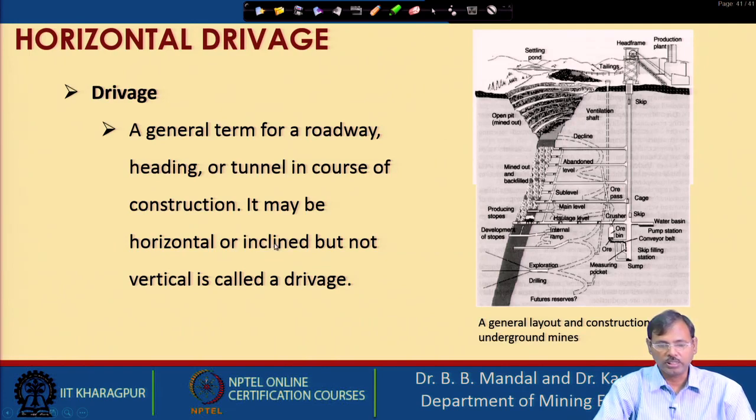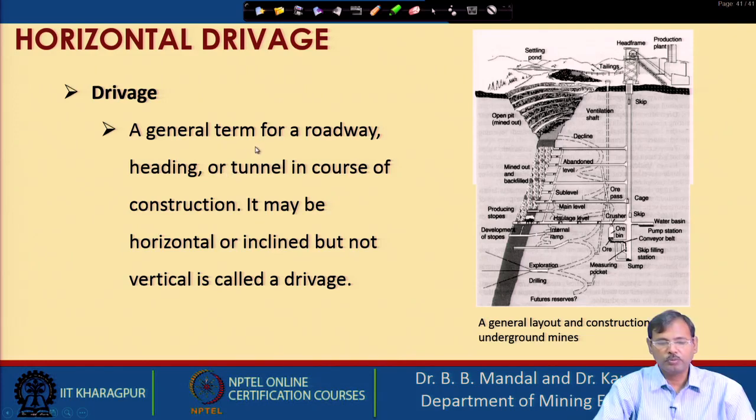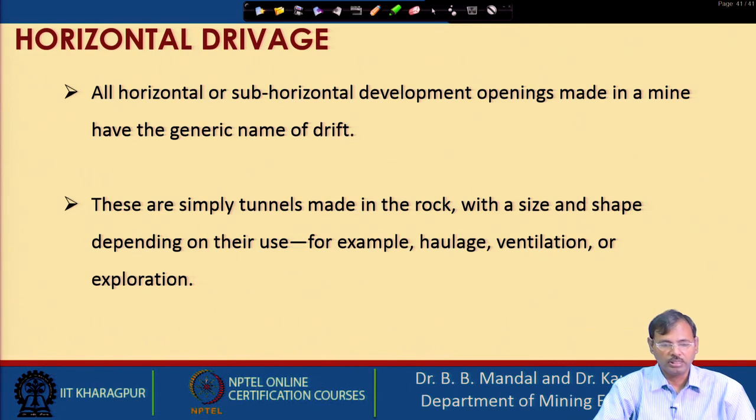terminology section, but let us understand what is drivages. Drivages in general terms is a roadway, heading or tunnel in course of construction. It may be horizontal or inclined, but not vertical, is called drivages. So, there may be a little bit inclination given, but it is horizontally driven, this horizontal drivages, and these are of different types.